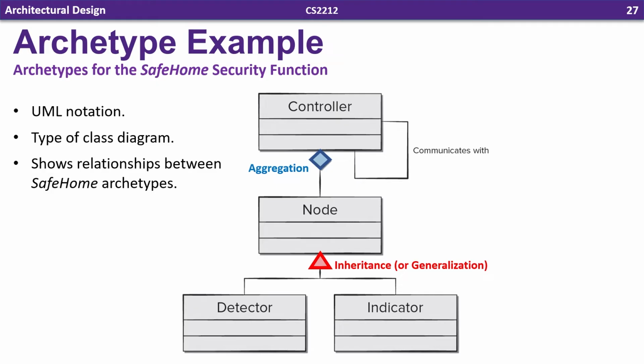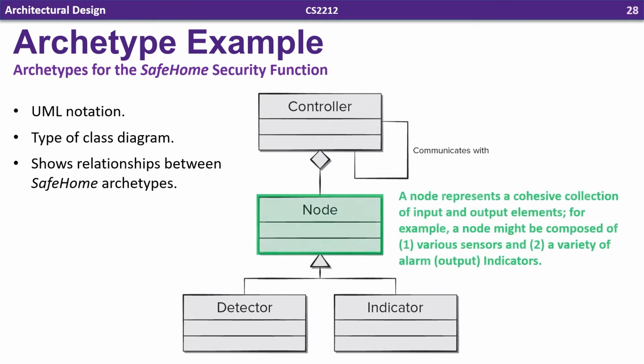The empty triangle symbol is generalization. This is how we show inheritance in UML. This means that the detector and indicator are children of the node archetype. The node archetype represents a collection of input and output elements. For example, a node might be composed of various sensors or have a variety of alarm output indicators. In our actual implementation, this might be a common interface that both our detector and indicator classes will eventually implement.